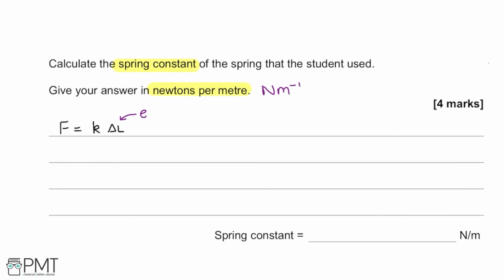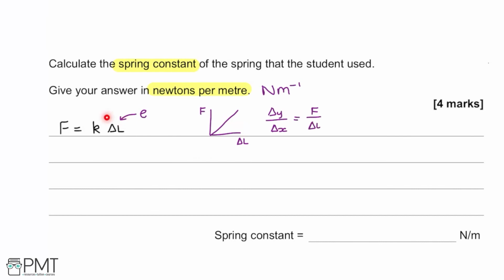Now if I take any of the values, this is going to work because we have a straight line of best fit. But on a graph of force against extension, the gradient of that graph is going to be the change in y over the change in x. So that's going to be force over delta L.